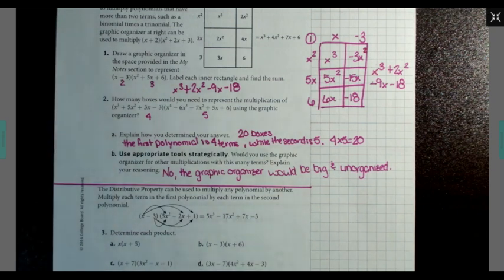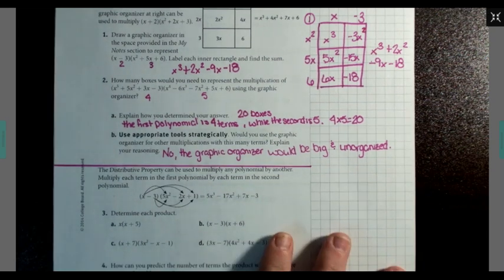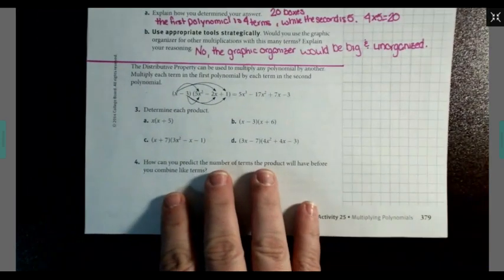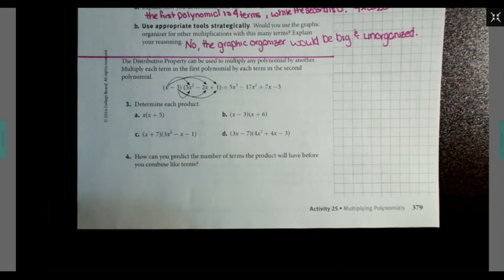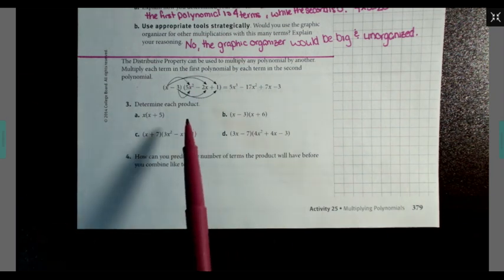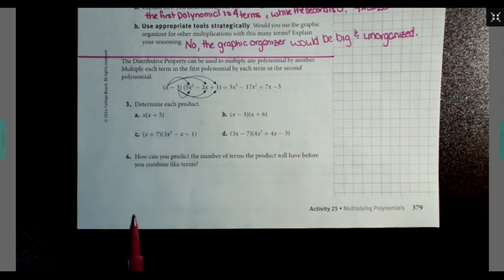Alright, this time we're going to cover questions 3 to 6. So let's go ahead and take a look at questions 3 to 6. We're going to start off by stating the distributive property can be used to multiply any polynomial by another. Multiply each term in the first polynomial by each term in the second polynomial. And they show us an example of such.